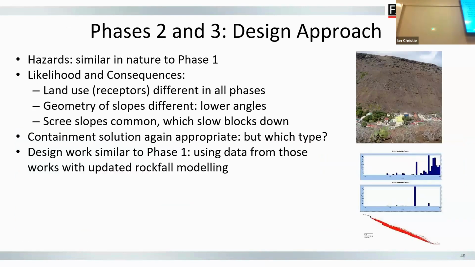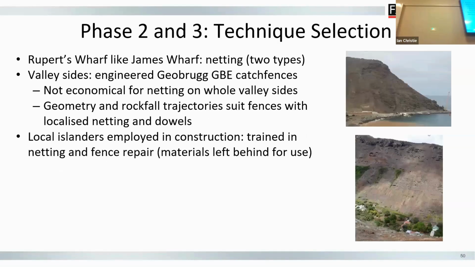So the hazards are very similar to our phase 1 hazards, and the likelihood and consequences are still very important. But we have completely different geometry here. The slopes are lower angled. There's a lot of scree, which is going to slope blocks down. And so again, we decided that a containment solution was best, but what type? A little bit of a spoiler with the rockfall modelling there, but we actually went for mostly fences. So Rupert's Wharf is like James Wharf.